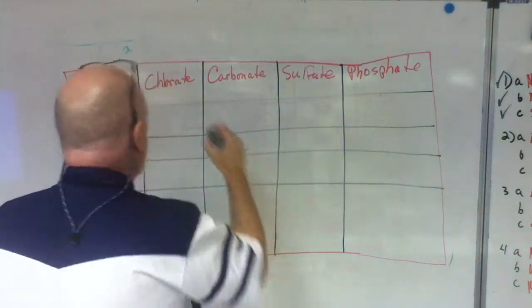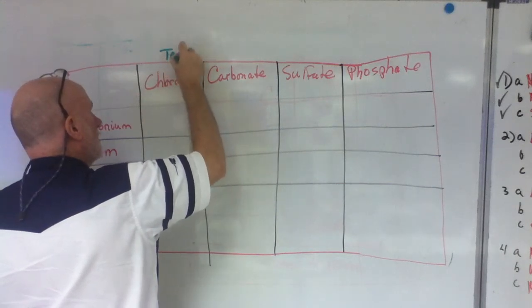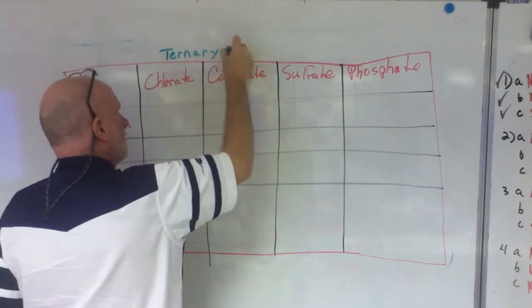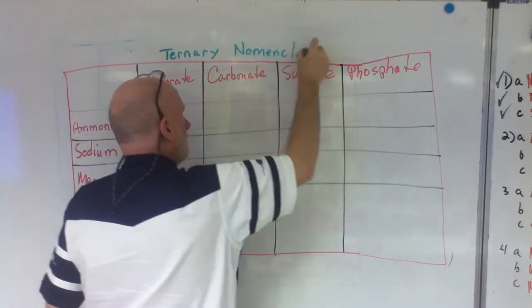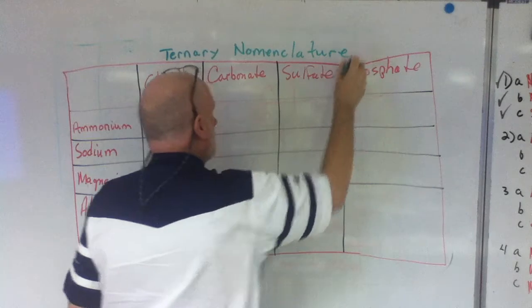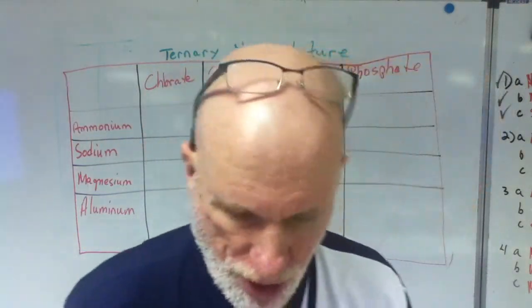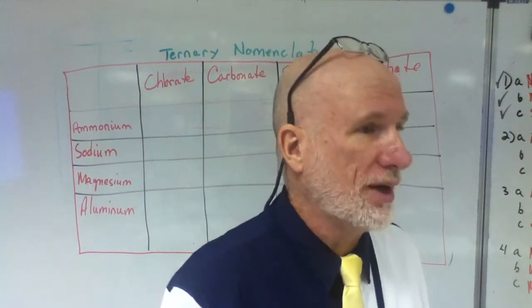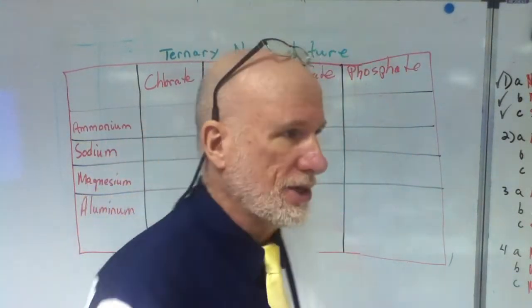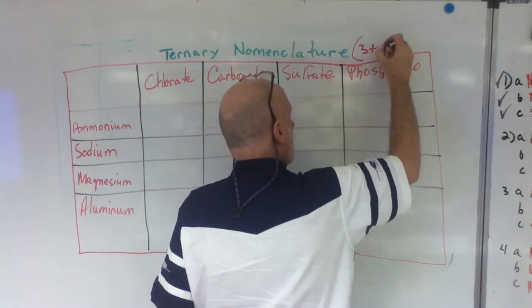This is called ternary nomenclature. When you hear the word ternary, what number do you think of? 3. 3, that's right. You think of 3. So ternary nomenclature is made of 3 plus elements.